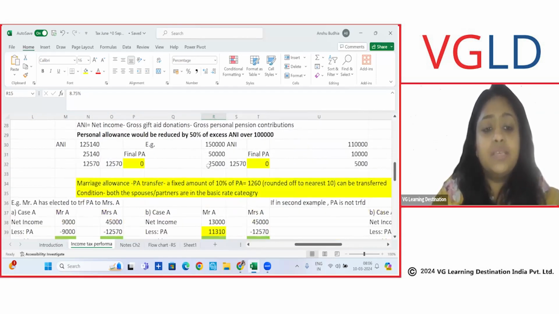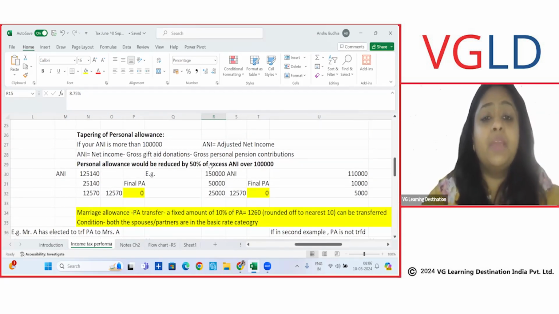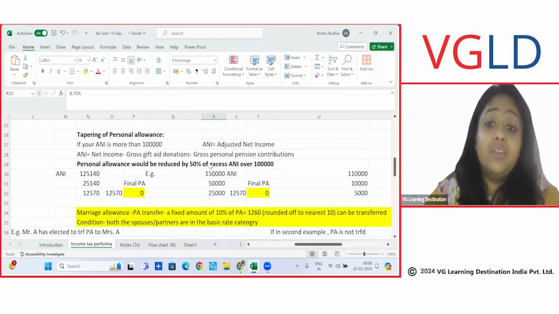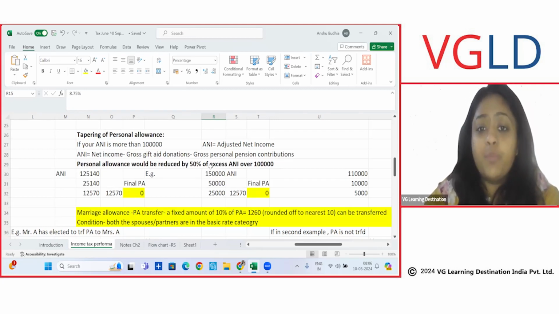The next concept that I'm taking is called tapering of personal allowance. Tapering means there is a concept by which not every taxpayer will get the full 12,570 PA. Some taxpayers will get a reduced PA or even zero PA. It will never be negative, but PA can be reduced to zero. So what is that case? When the PA is reduced, in technical terms we call it tapered. When do we have the tapering of PA? There is a way to cross check it.